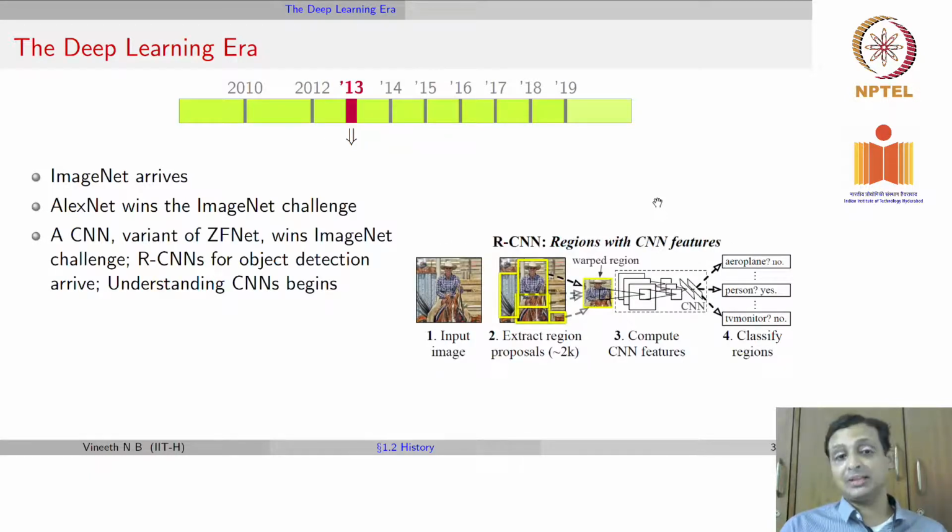Then in 2013 came a variant of a convolutional neural network called ZFNet, which stands for Zeiler and Fergus. It won the ImageNet challenge. Also, region CNNs or RCNNs were first developed in 2013 for object detection task, and people also started investing efforts in trying to understand how CNNs work.